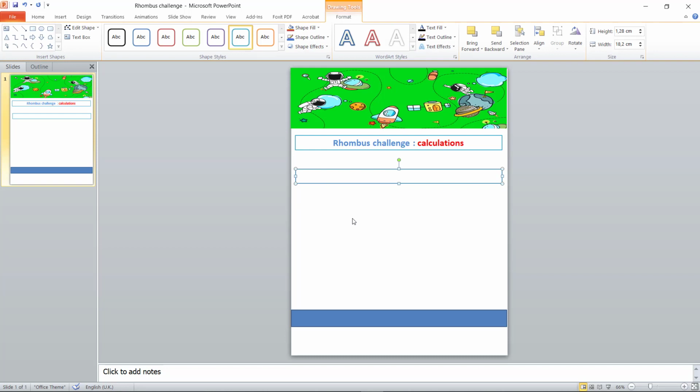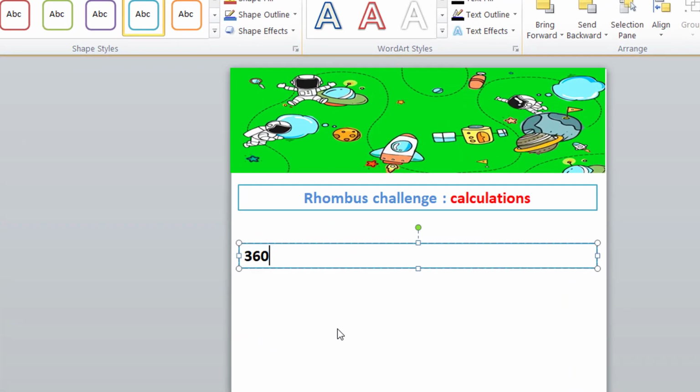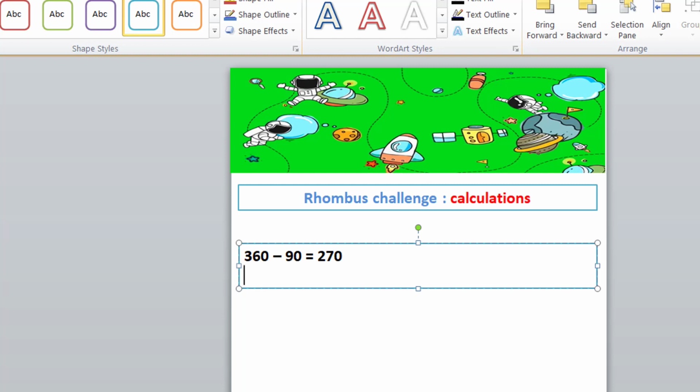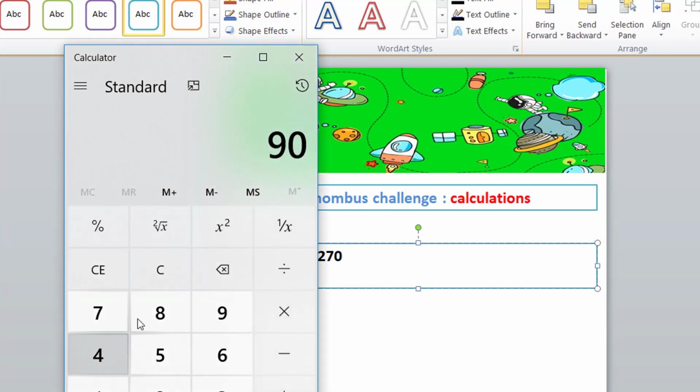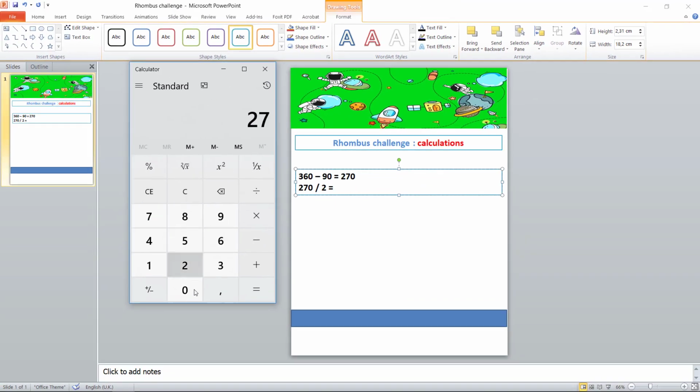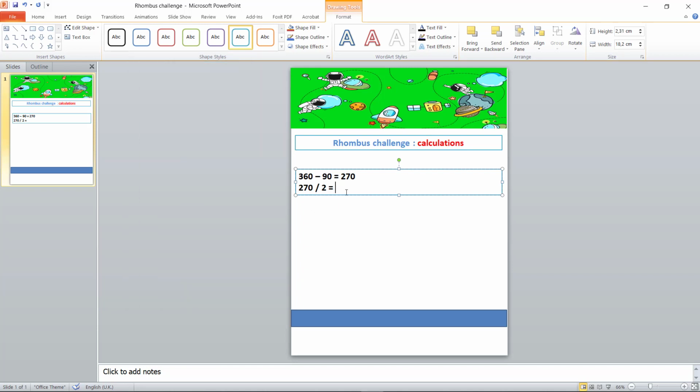So if we go and do a quick calculation, remember we said that the interior of our rhombus, all of the angles added together, should be 360 degrees. So 360 degrees minus 90 equals 270. Okay, so now we have two angles left and their sum total must be 270 degrees. So to calculate those two angles, it's as easy as taking 270 degrees and dividing that by 2, like so. And we can grab our trusty calculator for that if you want. So it's 270 divided by 2, and that gives us 135 degrees each.